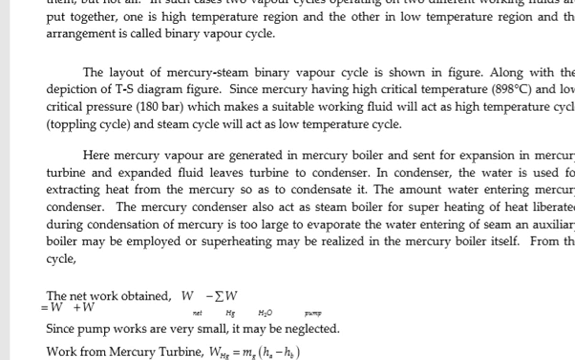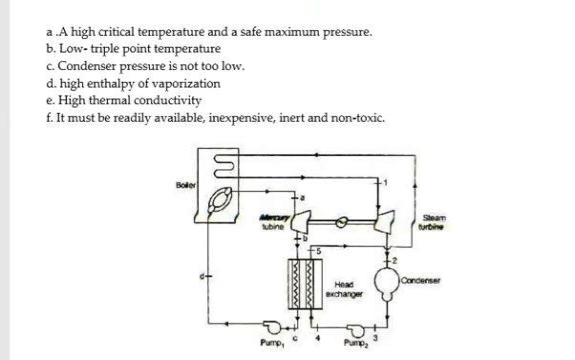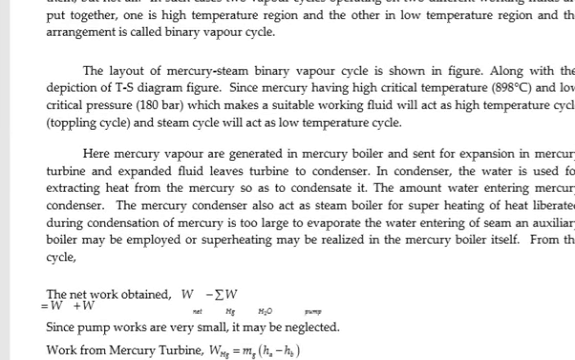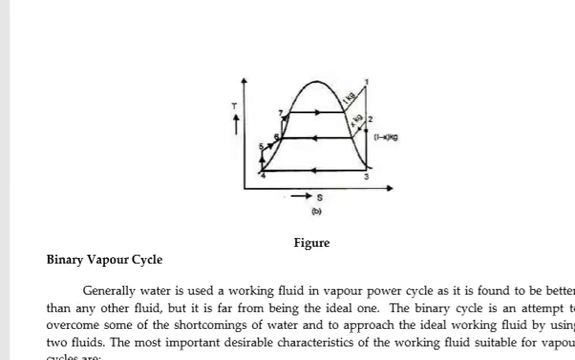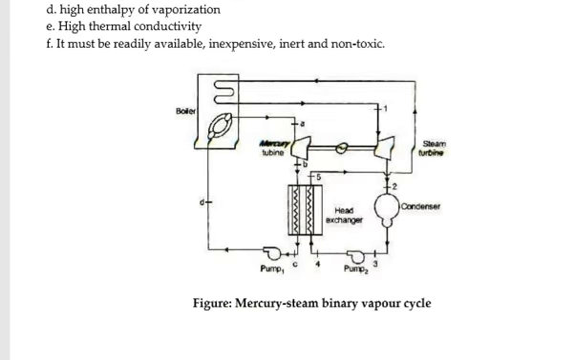So in this binary vapor cycle, mercury vapors are generated in the mercury boiler. This is a very important line. The mercury vapors are generated in the boiler. This is the diagram. This is the boiler. This is the mercury region. This is the steam region. Mercury is generated in the mercury boiler and sent for expansion in the mercury turbine.